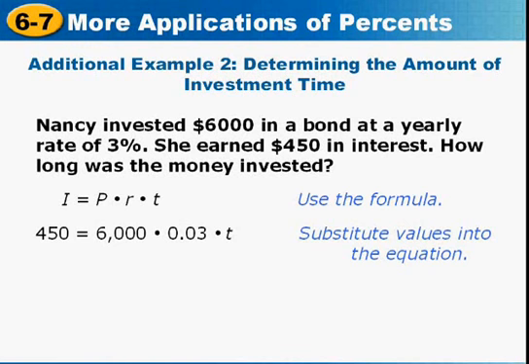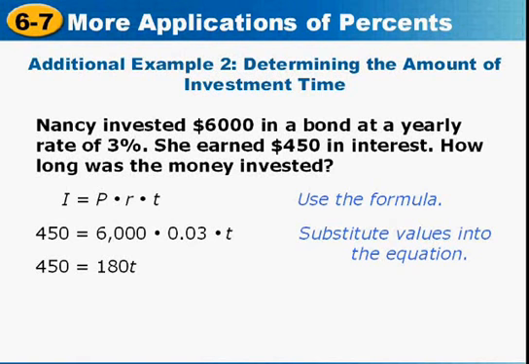Now we have the I. Great. We also know the principal. That's the amount she invested, which was $6,000. And we also know the rate, which was 3%. So we move the decimal places 2 to the left, and we get 3/100ths. But we don't know how much time it took her. Let's work this out. 6,000 times 3/100ths is 180. So your equation now is 450 equals 180t.